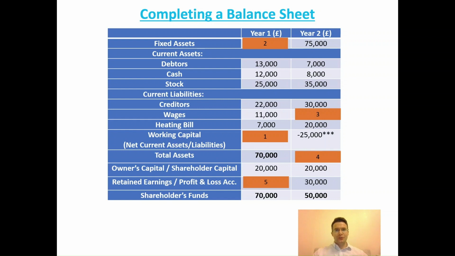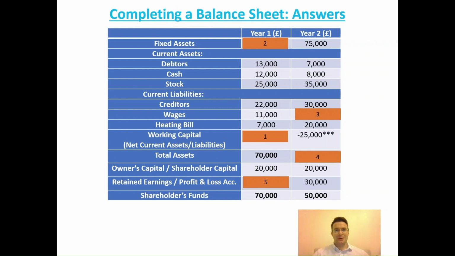So now you know what components make up a balance sheet, I've got a little activity for you. On your screen are 5 orange boxes. They represent 5 hidden figures within the balance sheet. Can you use your knowledge and expertise that you've gained thus far in order to complete what those missing figures are? Now might be a good time to pause the video if you want to give it a try.